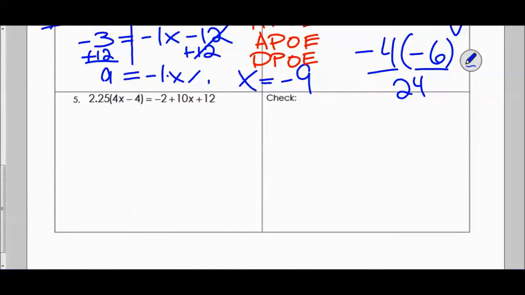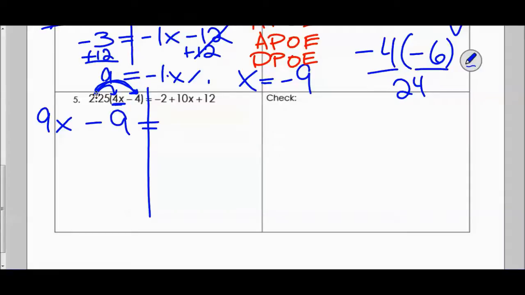Alright, so we have our last example here. We can see on the left side, we have that 2.25 that can be distributed. On the right side, we have some like terms that we can combine. I'm actually going to do both of those in the same step. I'm going to distribute on the left side. 2.25 times 4 is 9. That one has an x attached to it. 2.25 times, again, 4. This one's a minus 9.